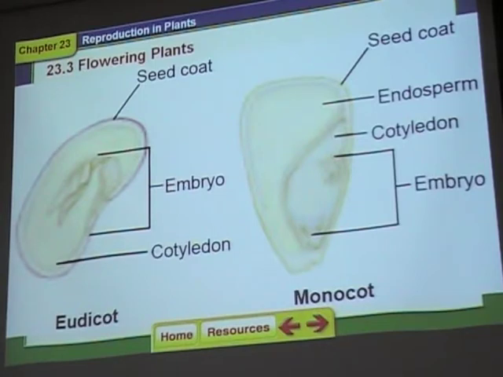Does having more endosperm make the plant bigger, or does it just make it grow faster? It probably makes it grow bigger, I would guess. Yeah. It's a little hard.